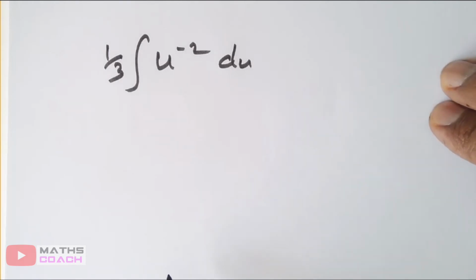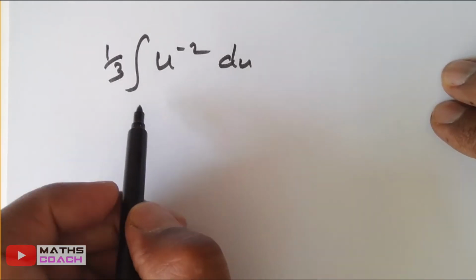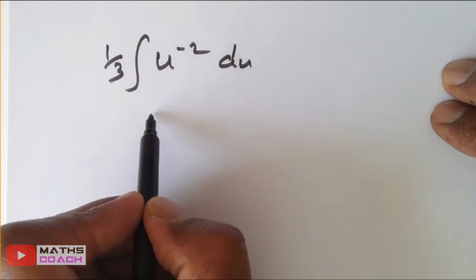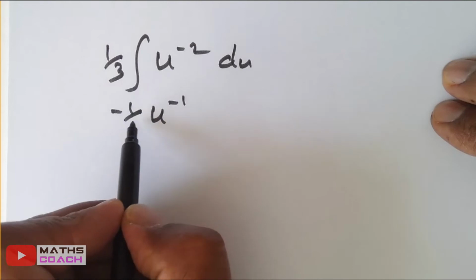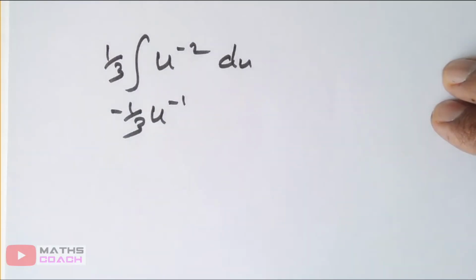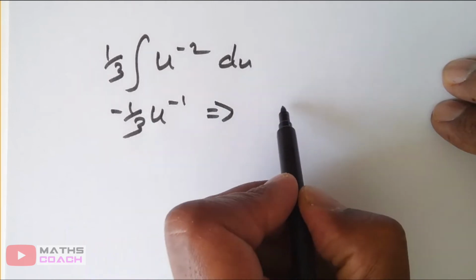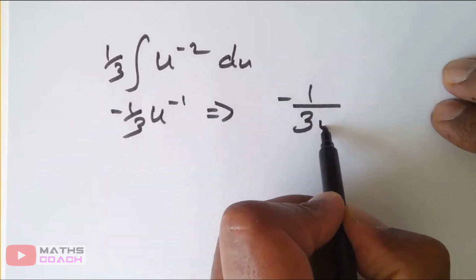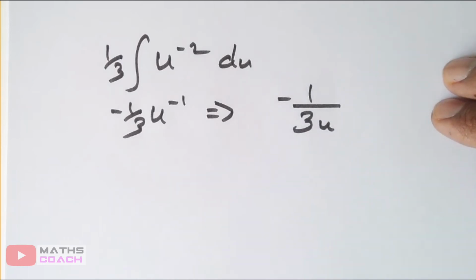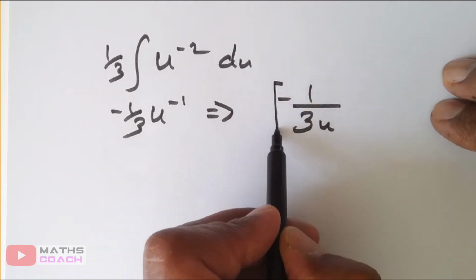Okay, let's integrate this u to the power minus 2. So when we integrate u to the power minus 2, we're going to get u to the power minus 1 over minus 1, in other words, times by minus 1/3. And to tie that up, we can have minus 1 over 3u. That has now been integrated. Put that in square brackets.